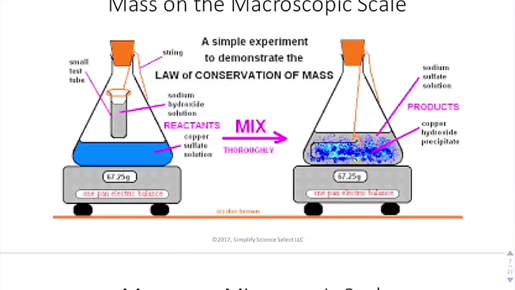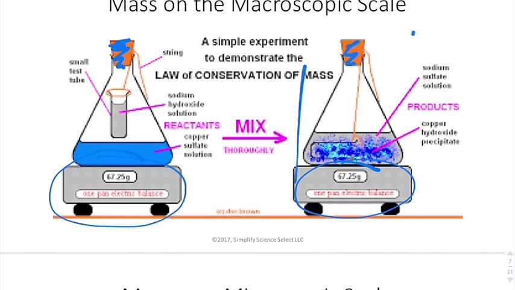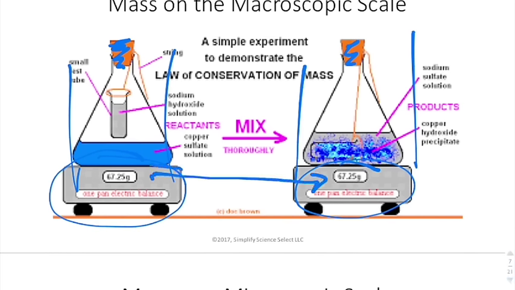So, mass on a macroscopic scale. On a macroscopic scale, you're looking at the reading on a balance, specifically an electronic balance, as you do a reaction. Now, a lot of times, whenever you do this, it appears like you have a change in mass. But if you were to seal this thing off and isolate it from its surroundings, you would see that as the chemical reaction occurs, the mass is unchanged. We consider this to be on a macroscopic scale because it's something that we can actually visually see.